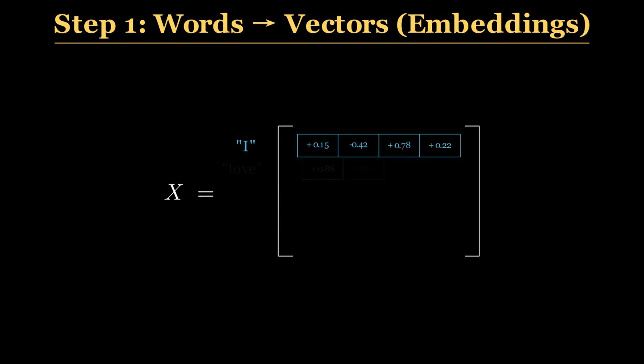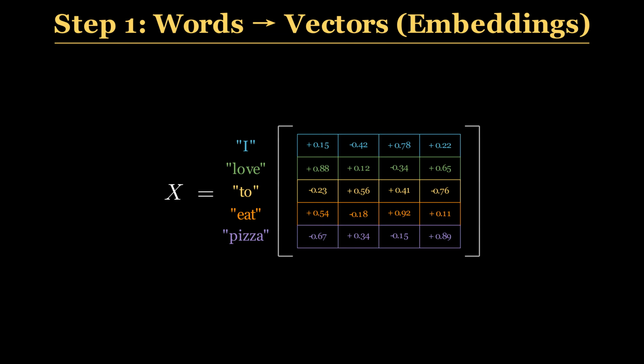Stacking these vectors row by row produces our input matrix, known as X. This matrix X is of shape 5 by 4: 5 tokens, with each token mapped to a 4-dimensional vector.